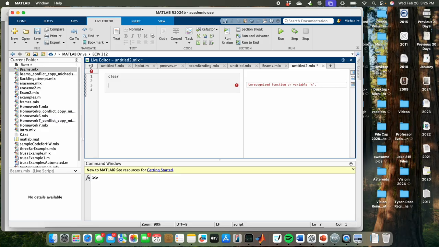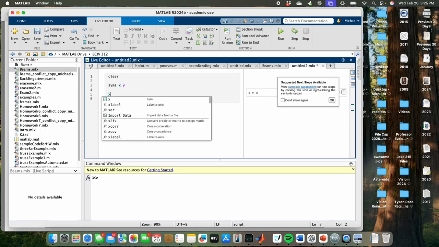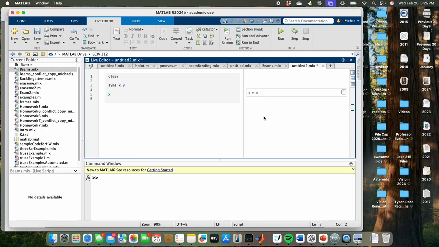But what you can do is tell it that it's going to be a symbol, right? The command for that is just syms, and then you label what things you want to be symbols. So I'm going to say x is a symbol and y is a symbol. And now if I say x, oh look, it doesn't give me an error. x is equal to x, right?